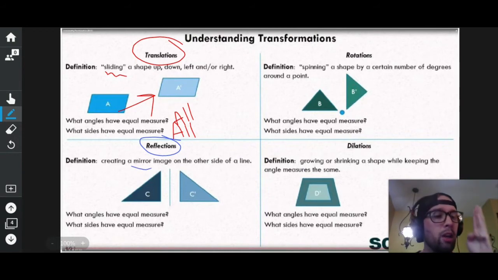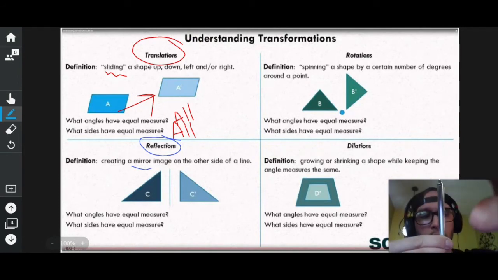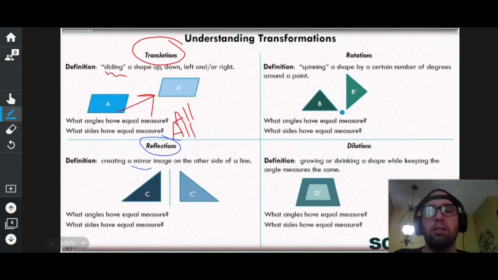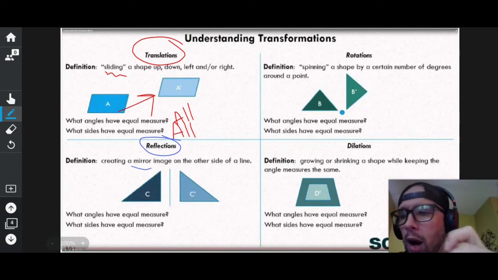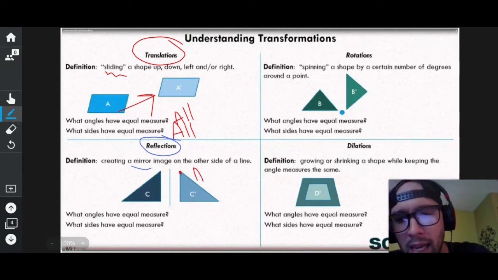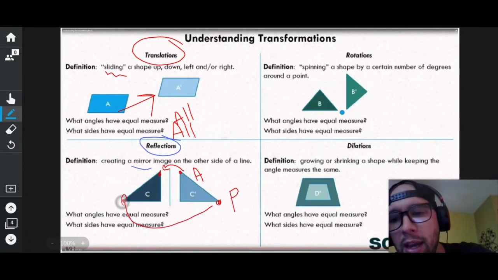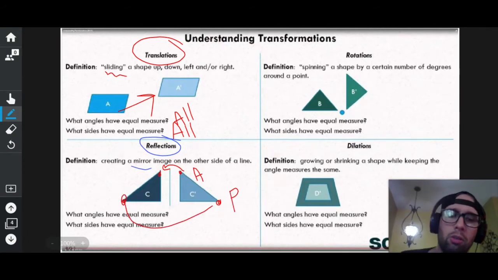Okay, so if over here we were to put a mirror right in the middle, and if I were to put an object right here, it's going to be the same distance. Better yet, if I were to label these points here, if I were to call you A, that would match up with that guy over there. If I were to call you P, that would match up with that guy over there because it's a mirror image. Okay.